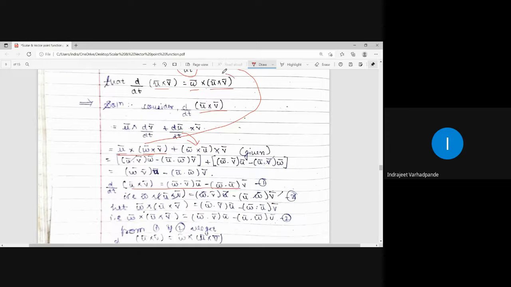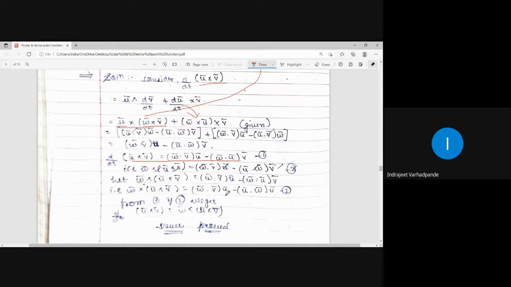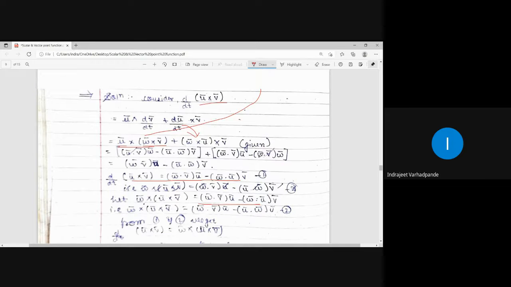Secondly, I consider the RHS of the given term. This is the LHS which we have considered and tried to simplify. Now consider the RHS of the given expression, which we have to show that they are equal. Apply again the expansion formulae. Then from equation 1 and 2, I can say that LHS is equal to RHS.